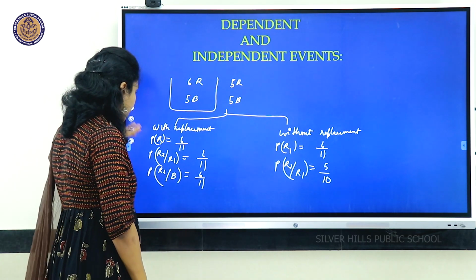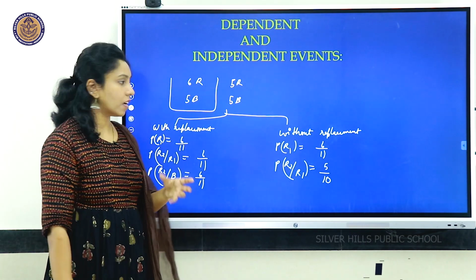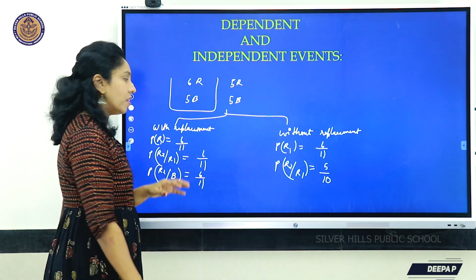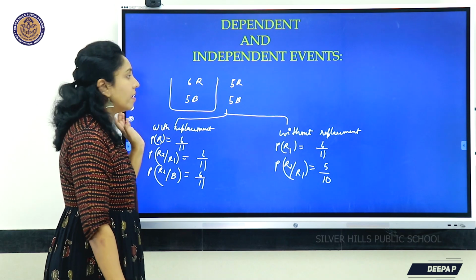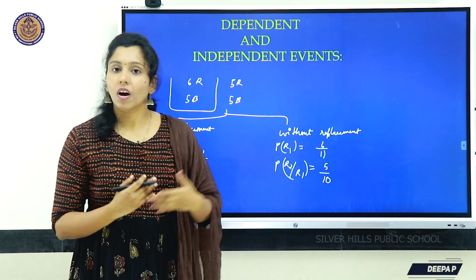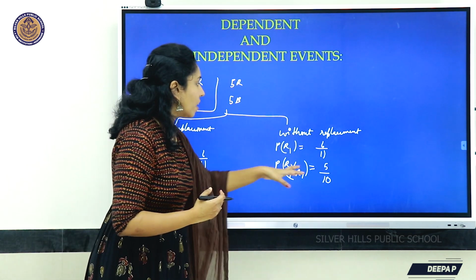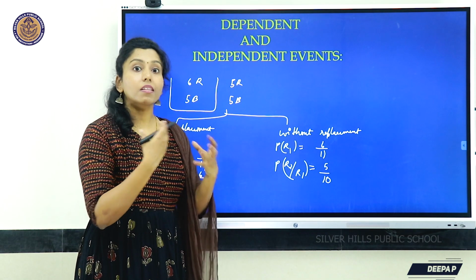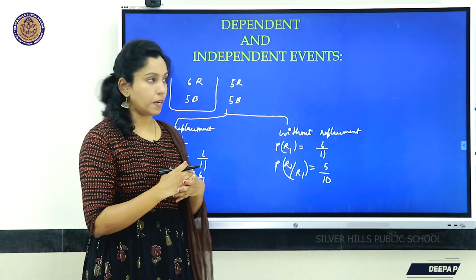But in the first case, even if red is taken or black is taken, the probability does not change. These sets of events are called independent events. The occurrence of one event in no way depends on the other. Now, these others are called dependent events. One is depending on the other, so there is a slight change in the probability.